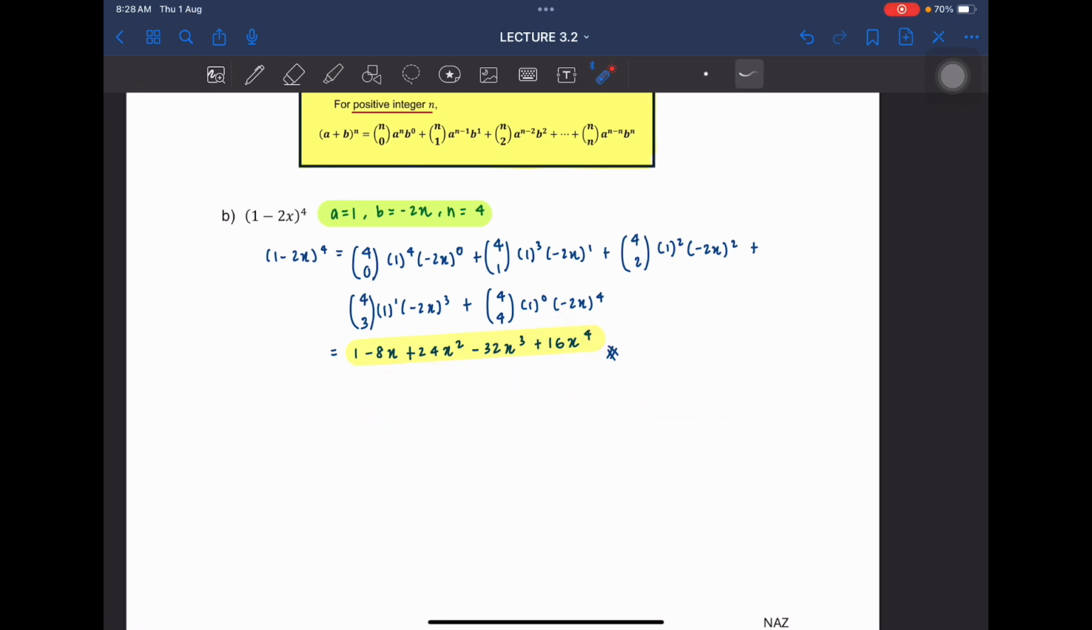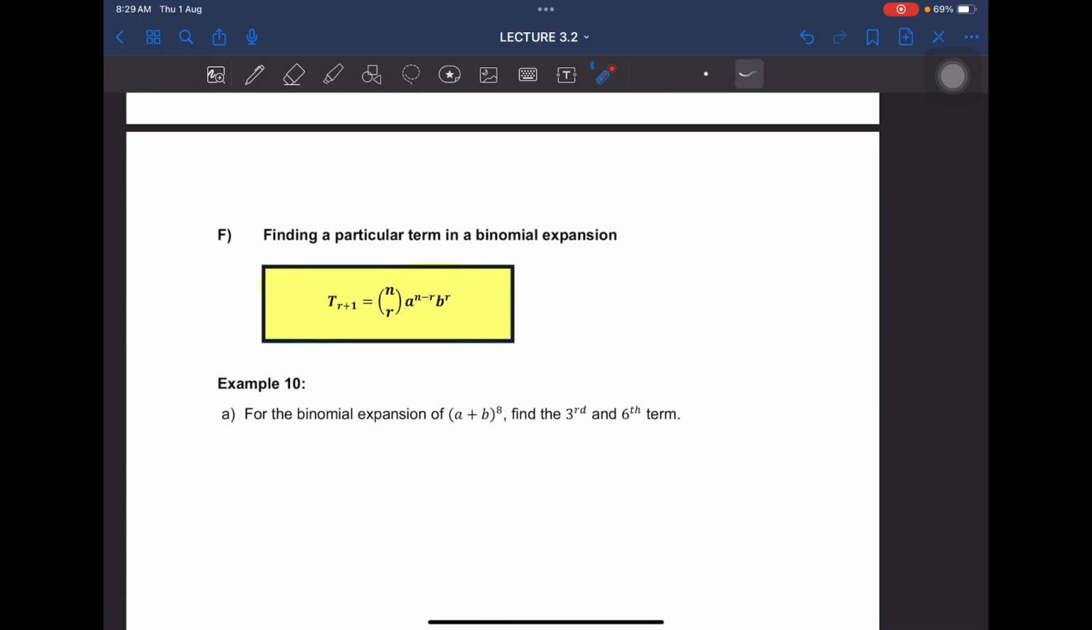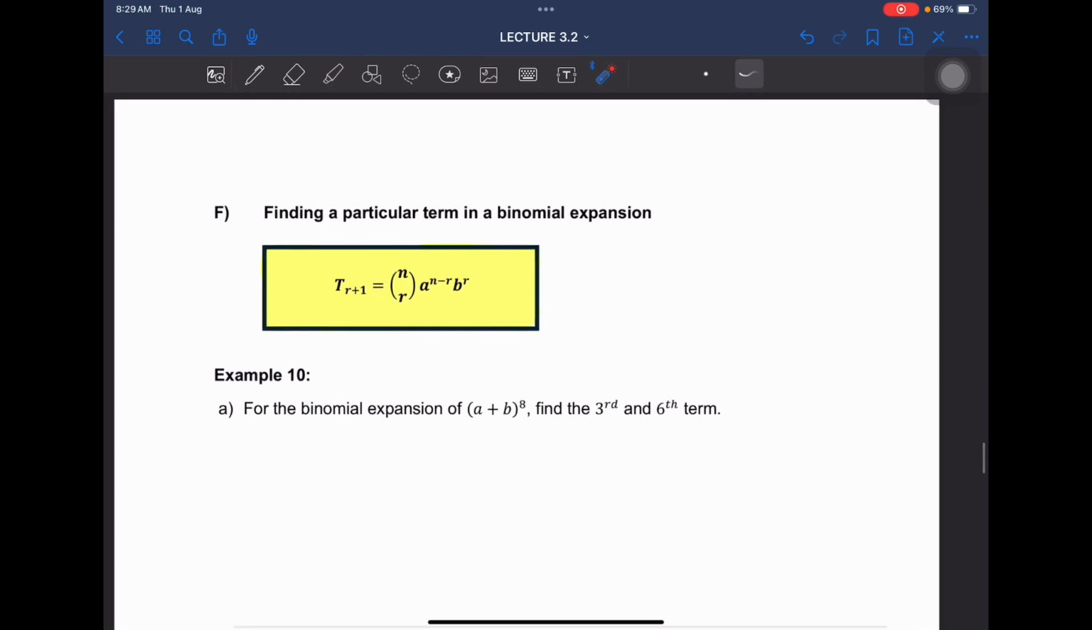But how about if you have a plus b to the power of 100, let's say, or maybe 1 plus x to the power of 100, and then the question asks you to find the 98th term? This is going to be very long working, right? You're going to spend a whole day to expand it. So there's no need to expand one by one to find the 98 terms. Instead, you just need to use this formula. The formula is T(r+1) equals n choose r, a to the power of n minus r, and b to the power of r.